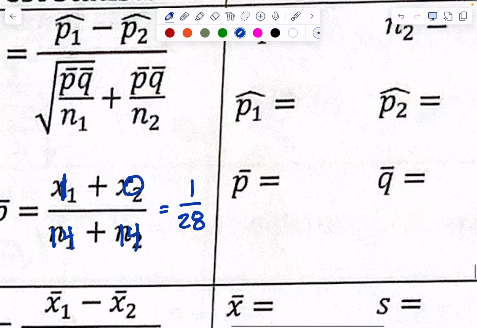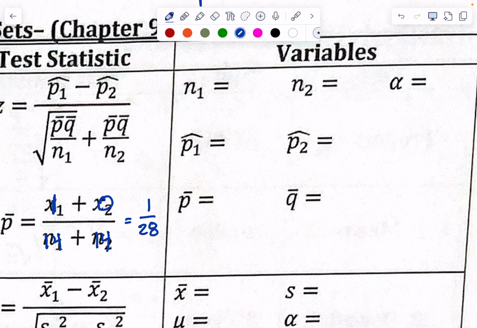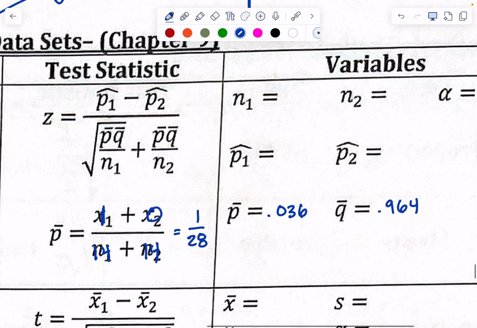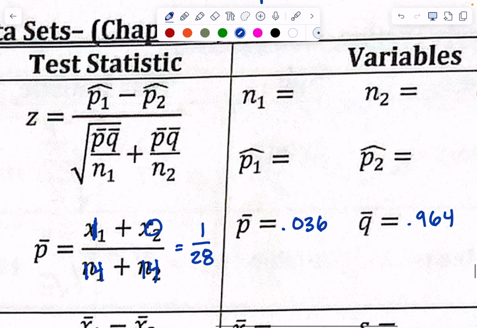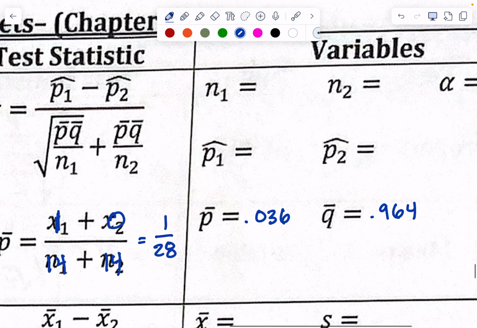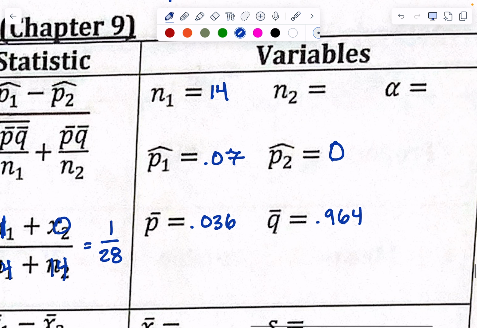So P bar is how much? 0.0357, so 0.036. Q bar is 0.964. Okay, so what do I do with that? No, we're going to use those to put up here. Okay, what's P hat 1? 0.07. Q hat 1 was 0, right? Because 0 out of 14. What was N1? 14, and N2 is 14.